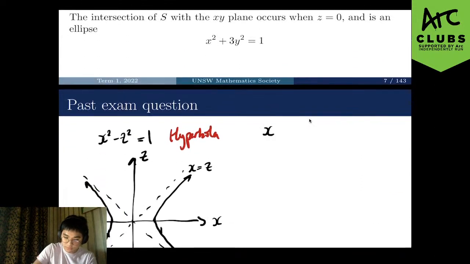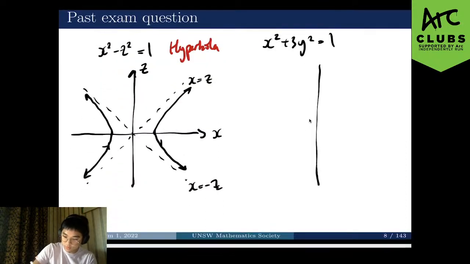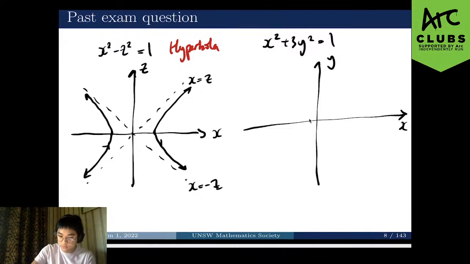And then the second intersection, we have an ellipse. So when y is set to 0, we have x equals plus minus 1. And when x is 0, we have y is plus minus 1 on root 3.